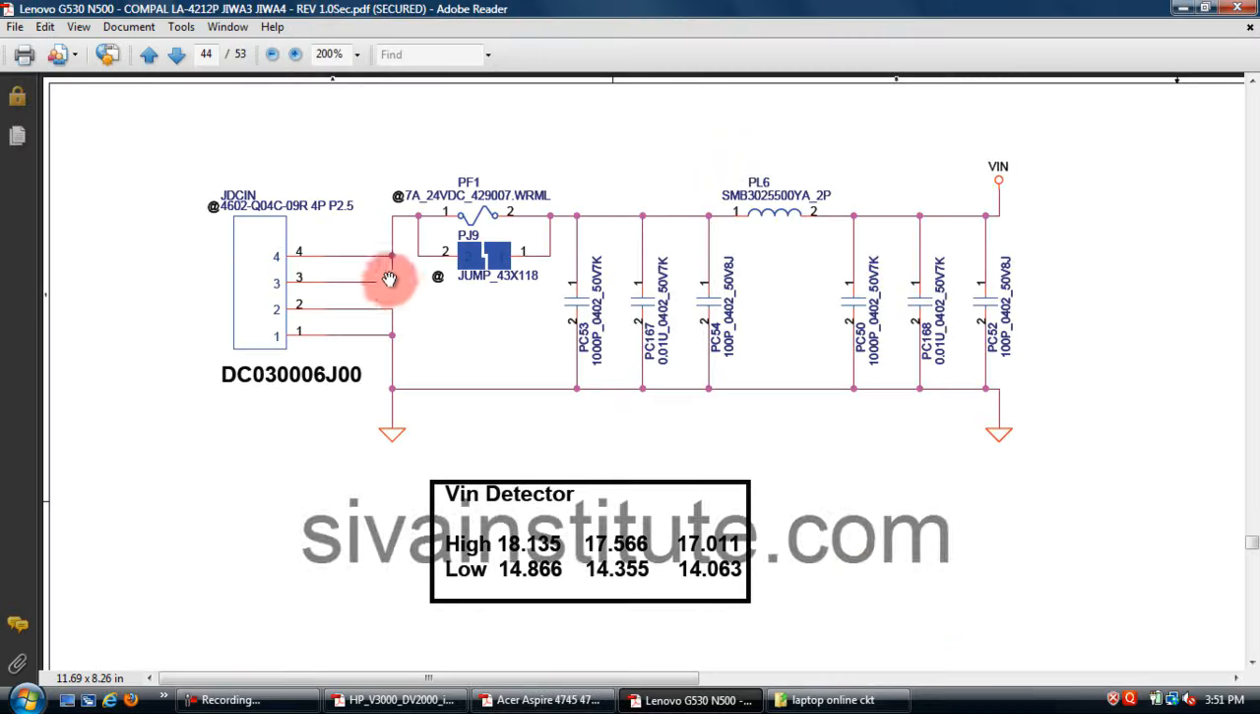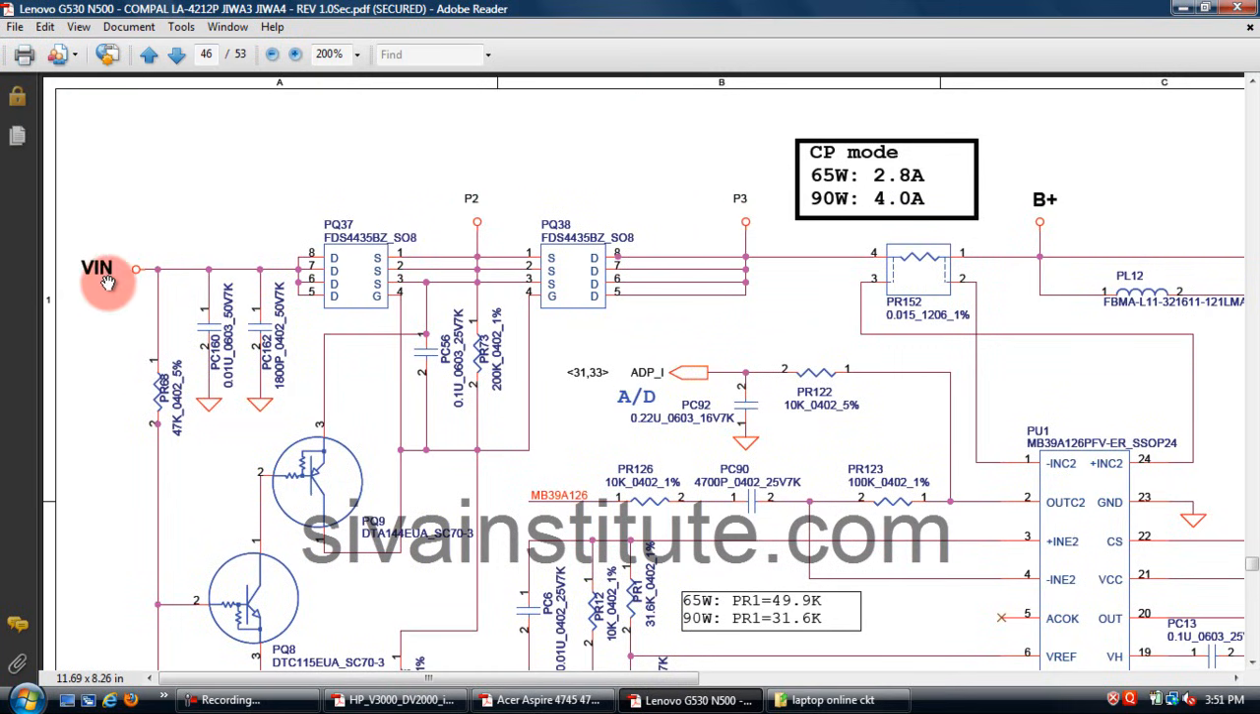This is the Lenovo G530. This is the DC jack. This voltage comes from here through the PL6 coil, the V in voltage. This voltage goes to page number 44, the charger page. This voltage comes to here.